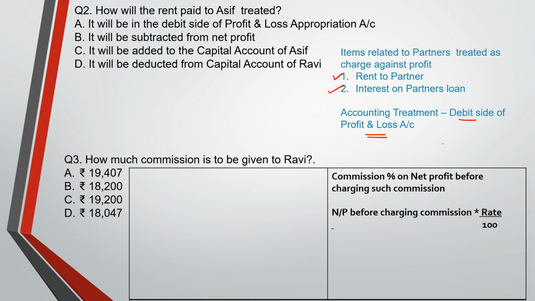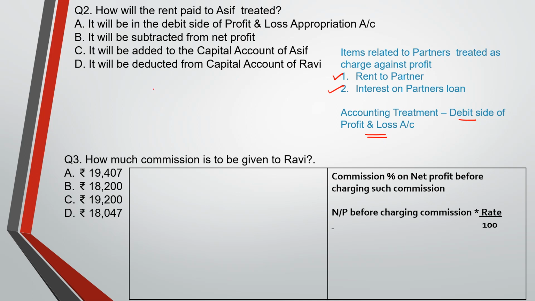Appropriations of profit means it goes into the profit and loss appropriation. Here, the rent is being paid to Asif, a partner, and he has let out his property. So, he is entitled to rent. Therefore, we know that it's a charge against profit and it is to go to the profit and loss account. And it would go to reduce the profit.